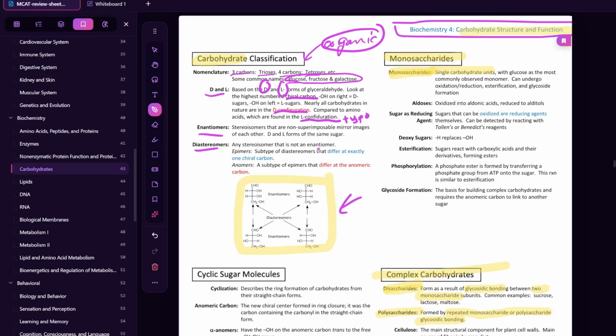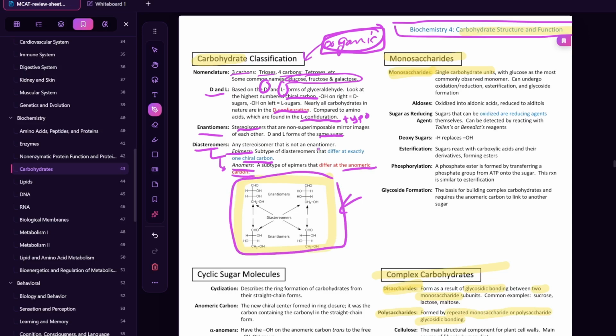All right, enantiomers are stereoisomers, so carb structures that are non-superimposable mirror images of each other. So D and L forms of the same sugar. If you don't know what enantiomers and stereoisomers are, it's good to review organic chem. And diastereomers are any stereoisomer that is not an enantiomer, so those can be epimers or anomers. An epimer is a subtype of diastereomers that differ at exactly one chiral carbon, and anomers are a subtype of epimers that differ at the anomeric carbon. This diagram is showing you that exactly.